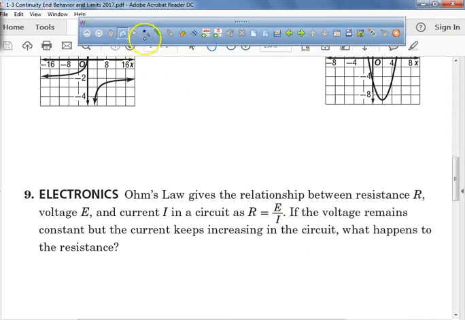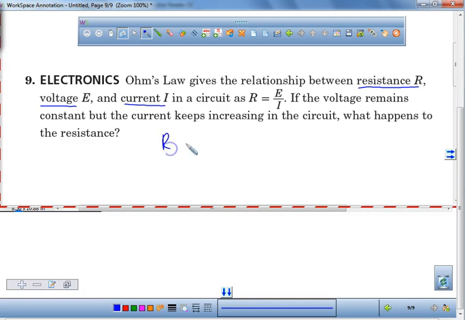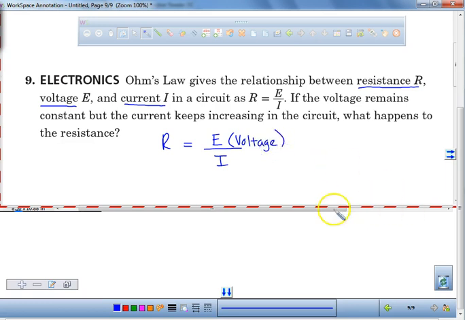It says Ohm's law gives the relationship between resistance R, voltage E, and current I. So right now it has the resistance is equal to the voltage divided by the current. So right now for E, I'm putting voltage. All right. Now, in the USA, does anybody know what the consistent voltage that's going through your house is? Oh yeah, 120. So USA is 120 volts.